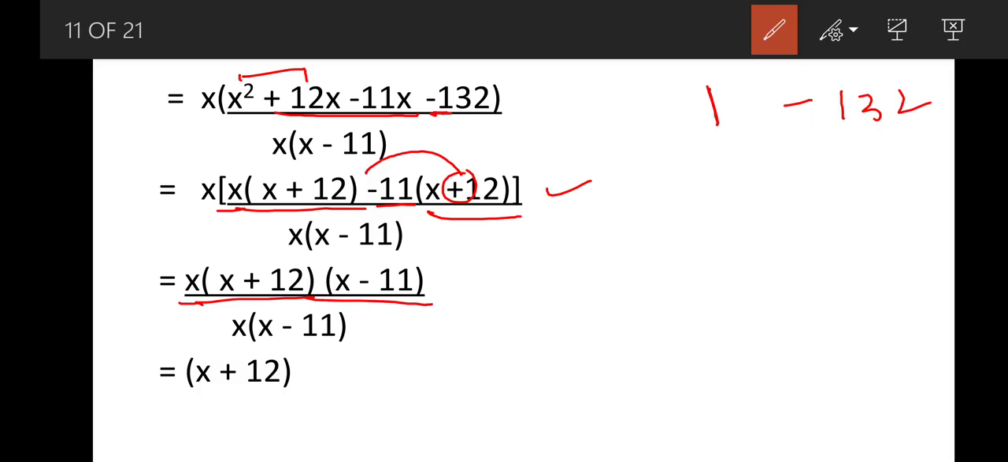We need to divide it by x bracket x minus 11. Now x minus 11 will get cancelled out, x will get cancelled out with this, and we are left with x plus 12. So your answer for this question is x plus 12. So what we have done: we have taken x common and then used the splitting the middle term method to factorize the given expression, and then after taking the common factor out and cancelling out, we are able to get our final answer.